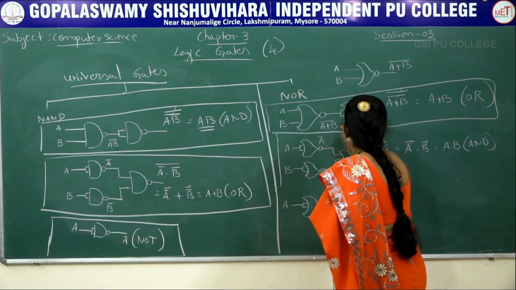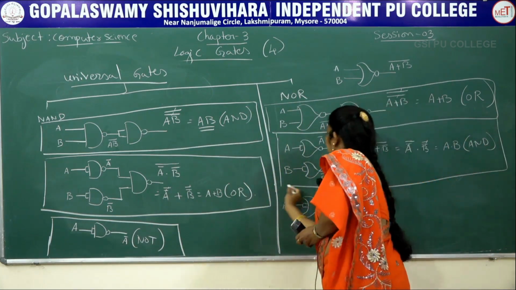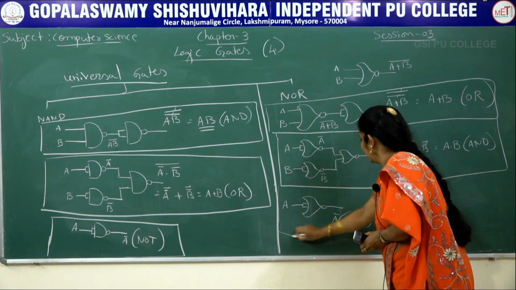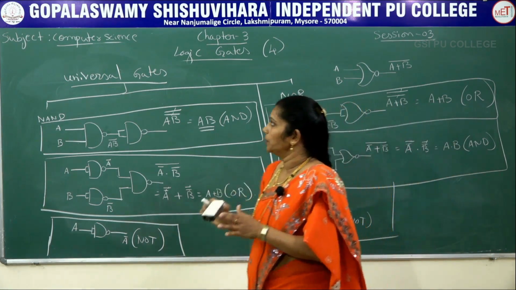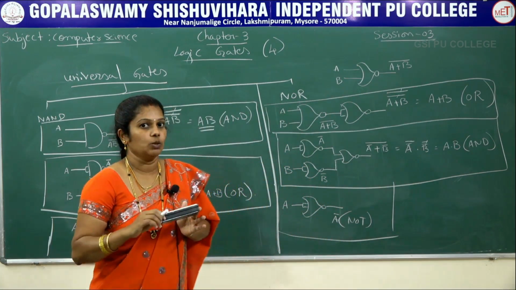If you write this part, then you will get 1 mark. And the last one will get 1 mark. From this, we are able to prove NAND as well as NOR gate is universal gate.